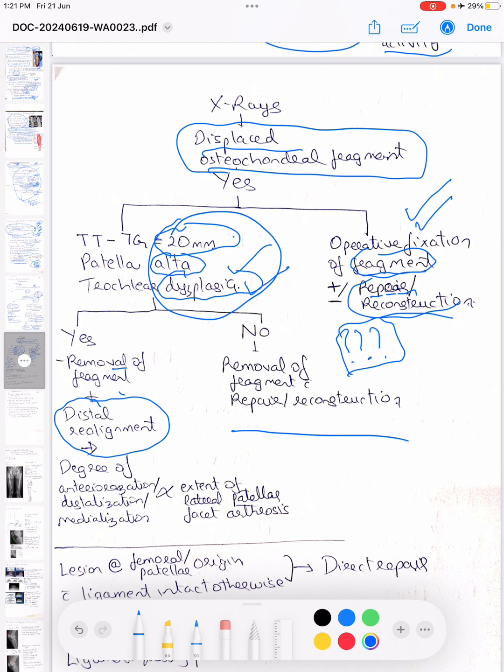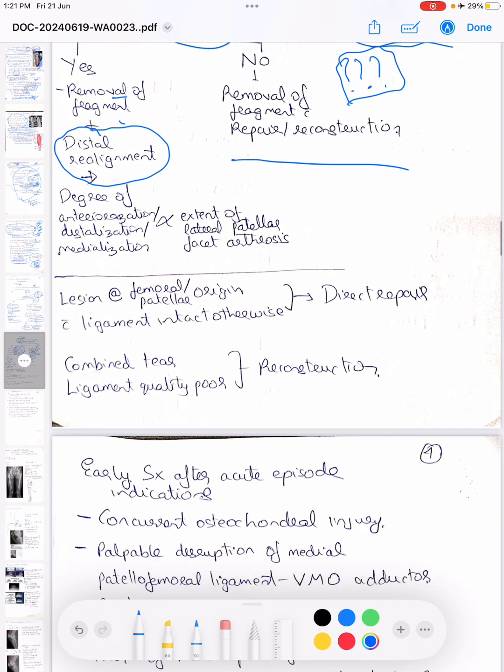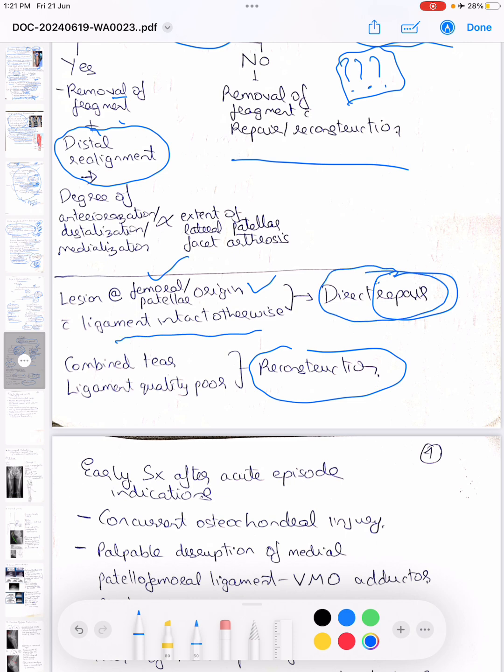Along with that, you go for repair or reconstruction of the MPFL, right? So when do we go for repair and when do we go for reconstruction of the MPFL ligament? Whenever the lesion is at the end, at the femoral or patellar origin, and the ligament is intact otherwise, you go for a direct repair. But whenever there is a combined tear and the quality of the ligament is poor, you go for reconstruction of the MPFL ligament.